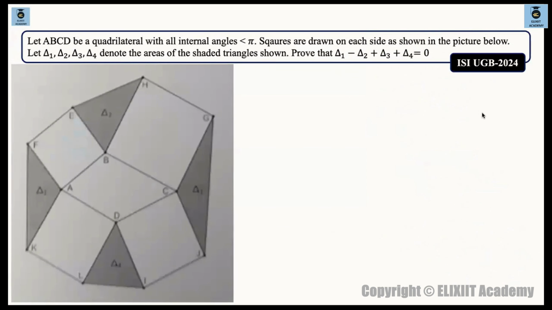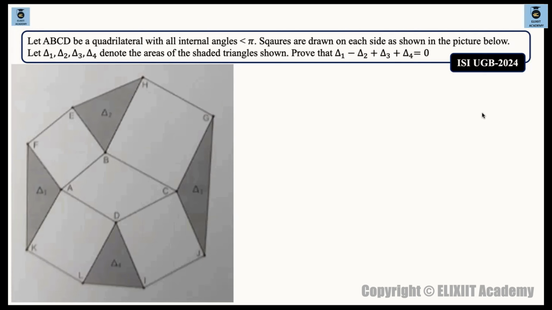अच्छा, ISI UGB question now. ISI UGB 2024, माने this year only. This was the easiest question of this paper, the easiest question of ISI 2024 का UGB. Everybody has solved this question. Question देखो क्या बोल रहा है.